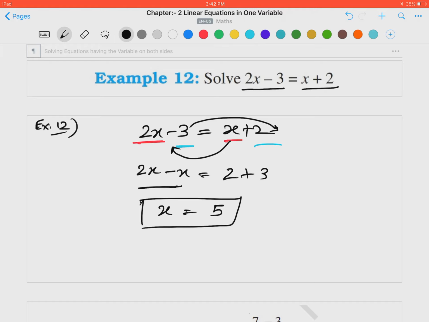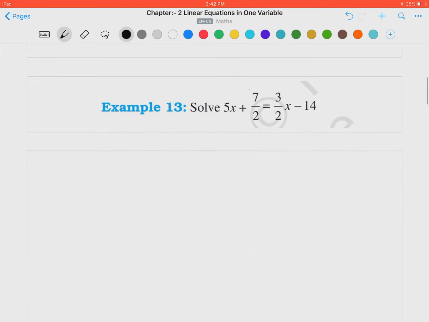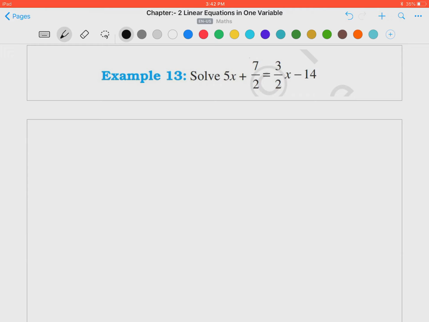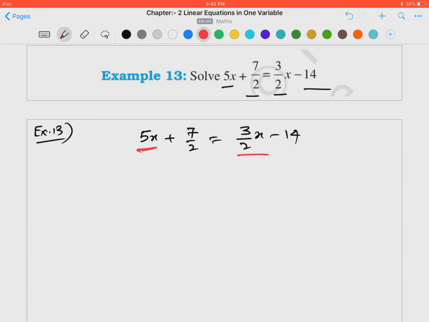Okay, moving ahead to the next example, we have example number 13. It says solve 5x plus 7/2 equals 3/2 x minus 14. The equation that we have here is 5x plus 7/2 equals 3/2 x minus 14. Again we'll do the same thing, keeping the variable terms on the left hand side and shifting the non-variable terms to the right hand side.